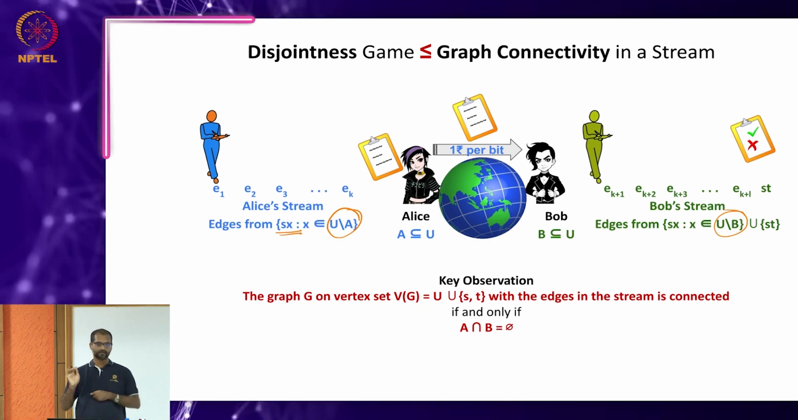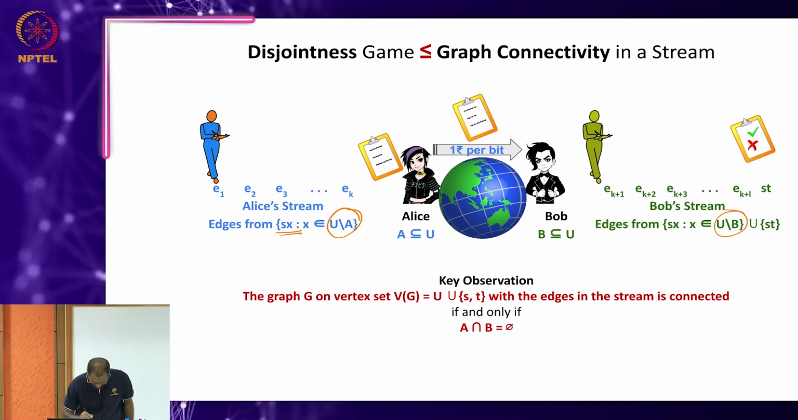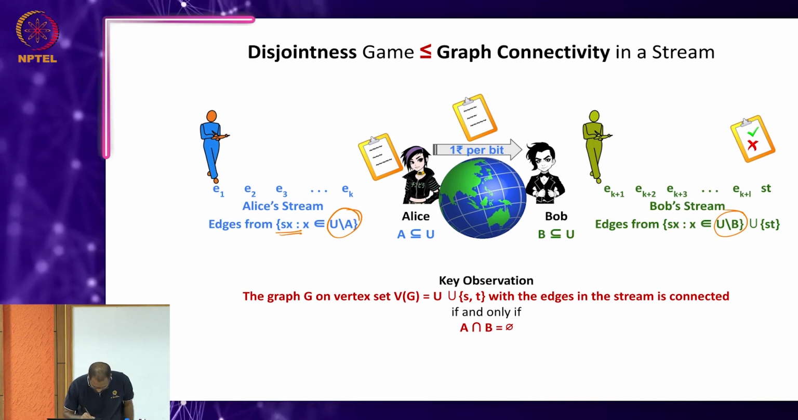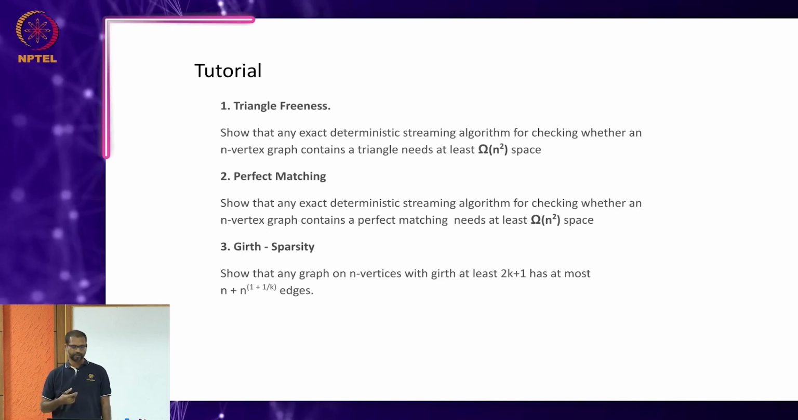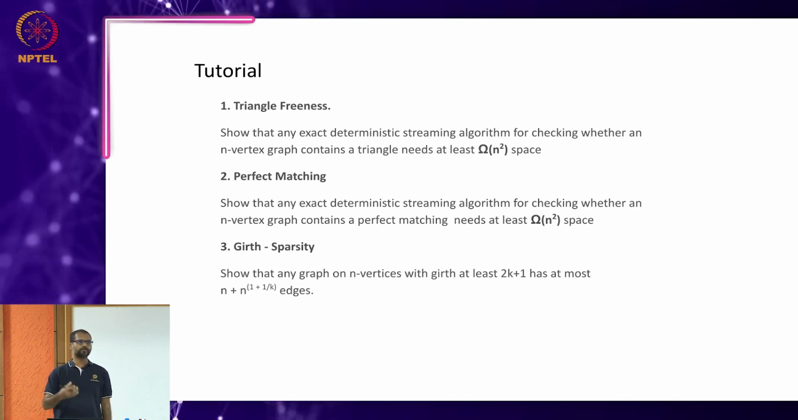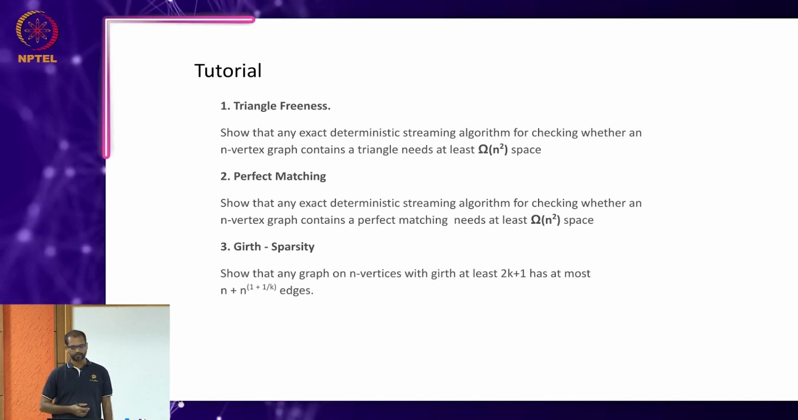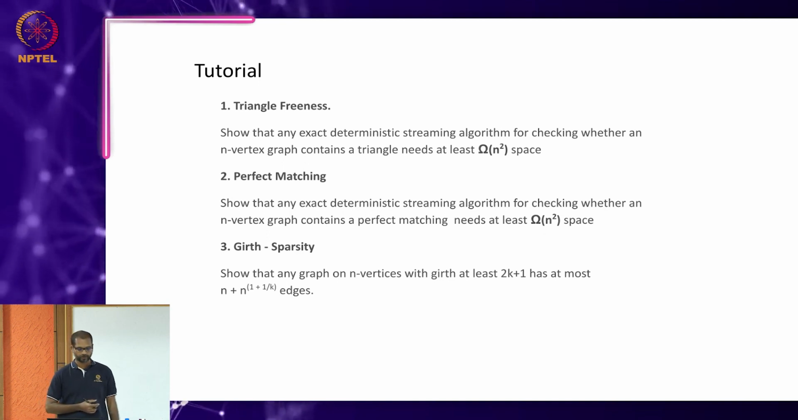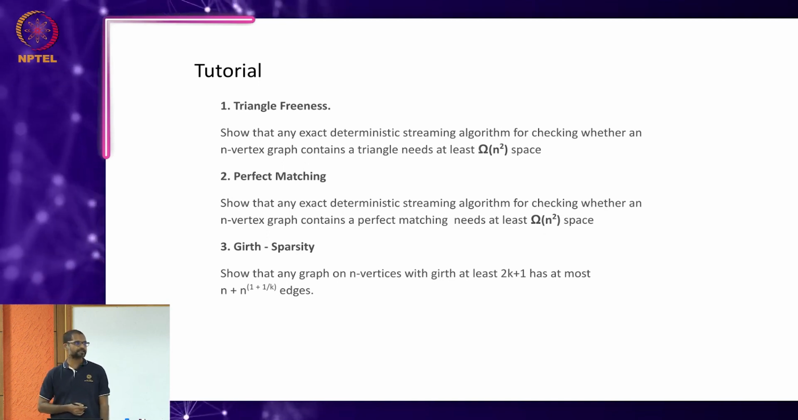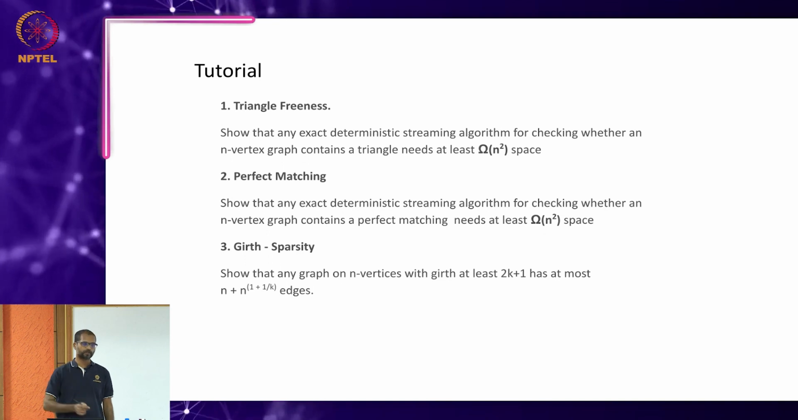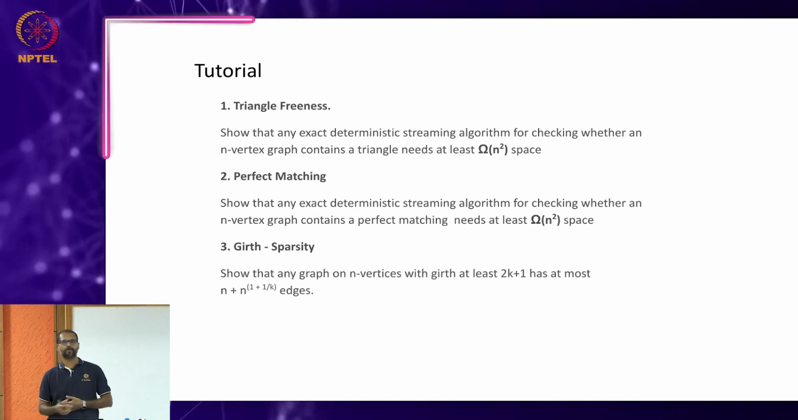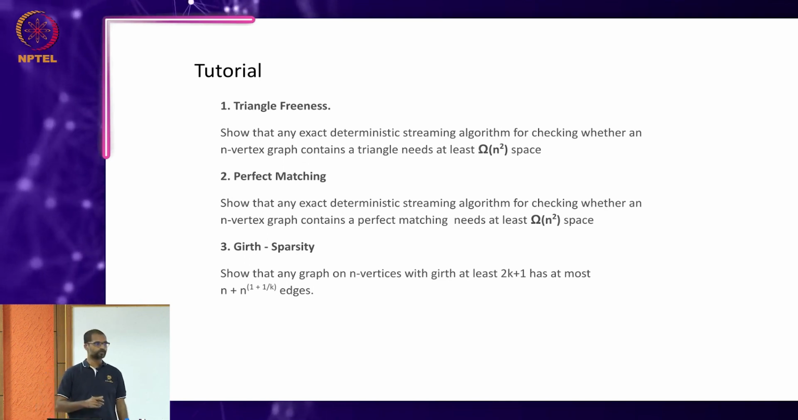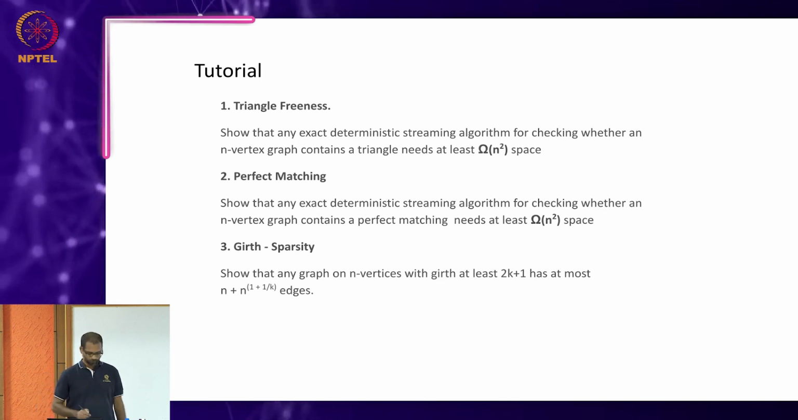Okay, clear? In the tutorial session for today, I'll give a start to solving two more lower bounds, on checking whether a graph is triangle free or not, and if time permits, we will do perfect matching. And then Venkatesh also left out one question about showing that if a graph has a very large girth, then the number of edges is small. We will try to do these three during the tutorial session.